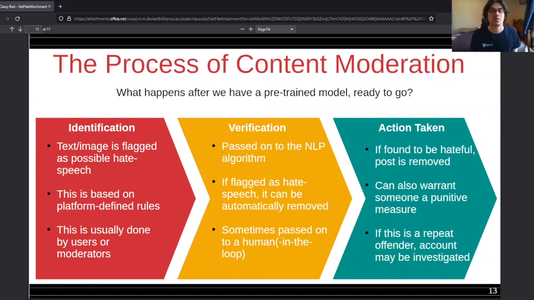And then the last step is some kind of action is taken. So if something is found to be hateful, the post can be removed, the tweet can be removed, the comment can be removed. And you can also warrant someone a punitive measure. Maybe if it's an online game, for instance, they can be muted in the chat box. Maybe they can have their account suspended. And if it's a repeat offender, accounts may be investigated by the police. You can actually have, and I'm sure you've all heard of stories of people being cyberstalked, for instance, right, or doxed. And those people are actually found to then have to deal with real life consequences of this.